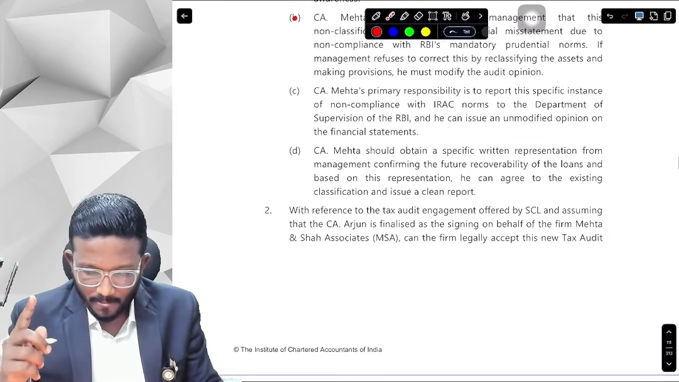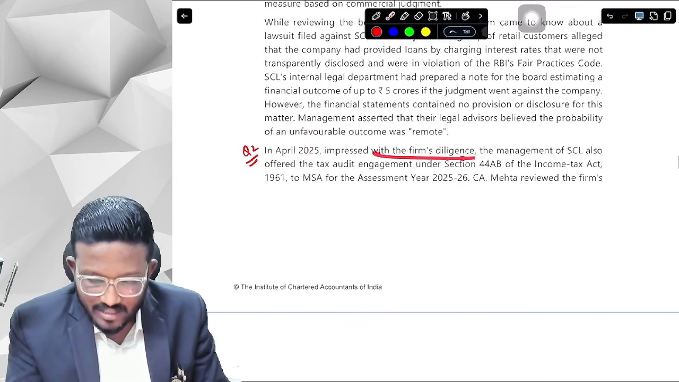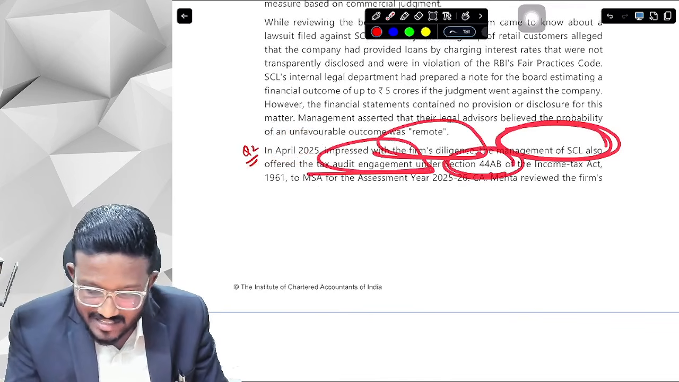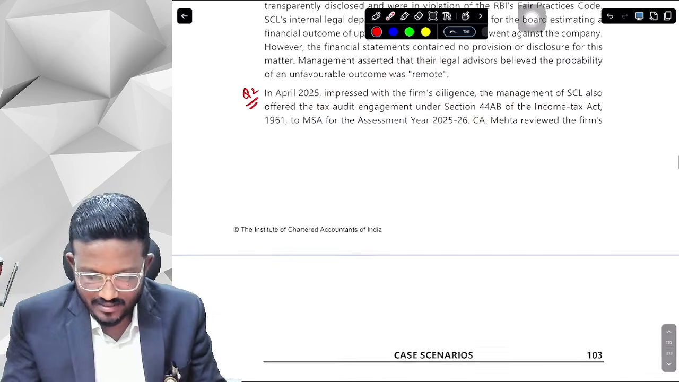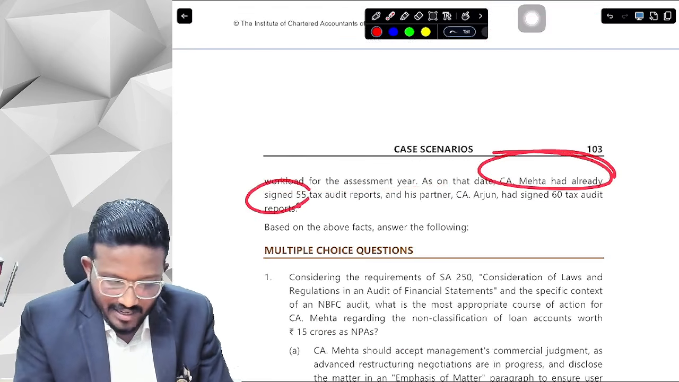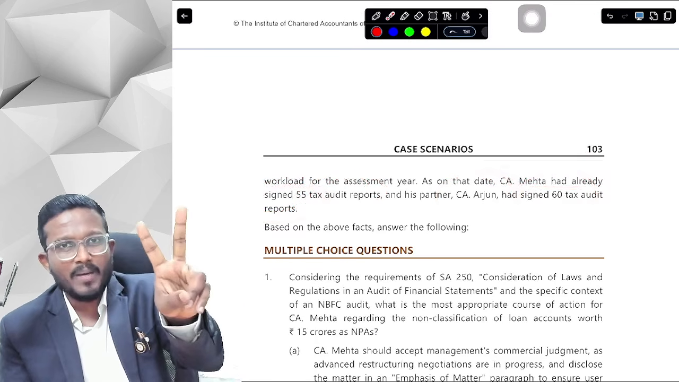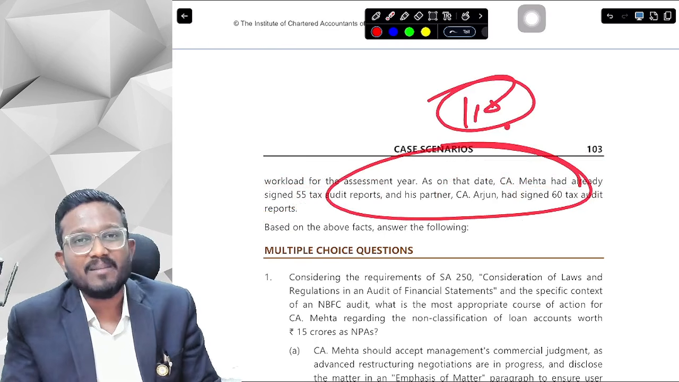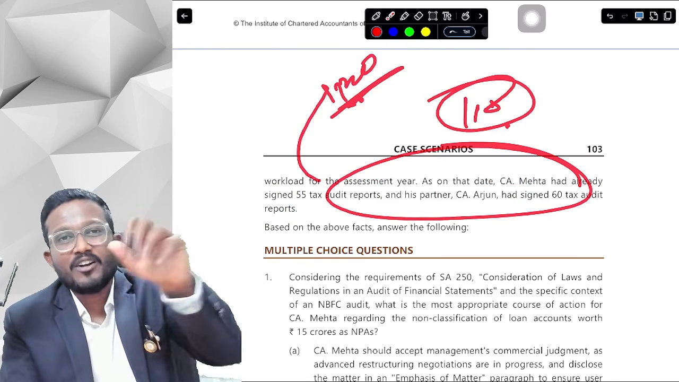Here it is saying, so here what has happened, sir, in April 2025, impressed with the firm's diligence, the management of SCL has offered a tax audit engagement under section 44AB to MSA for the assessment year 2025-26. CA Mehta has reviewed the firm's workload for the assessment year. CA Mehta has already signed 55 tax audit reports and CA Arjun has signed 60 tax audit reports. So the two partners have signed in total 115 tax audit reports. The two partners have a limit of 120 audit reports. So how many more can we sign, sir? 5 more tax audit reports.